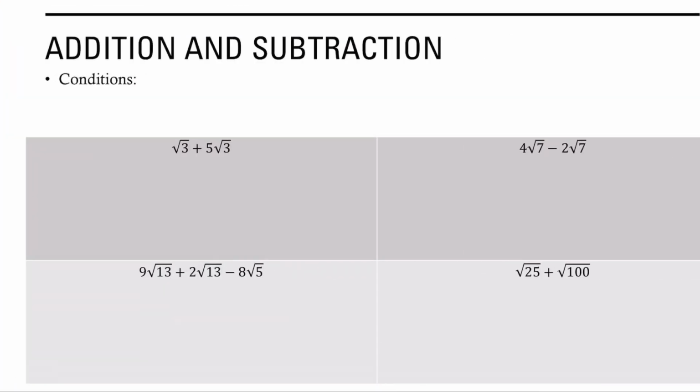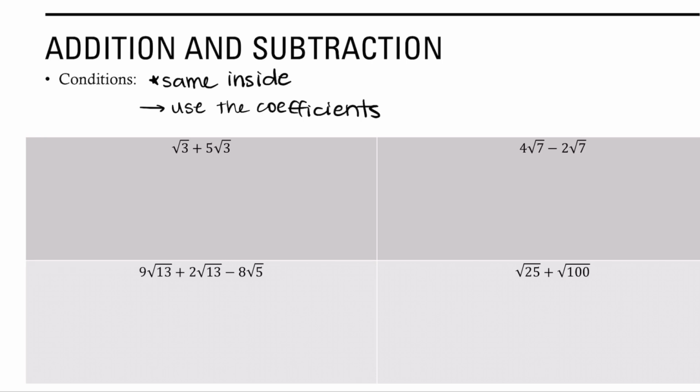If I have addition and subtraction, they have to have the same inside. We call that the radicand, or we can just call it the inside. We'll just call it the inside for now. They have to have the same inside for me to be able to combine them. And then to do it, we just use the coefficients, which are a lot of words that you may or may not know.